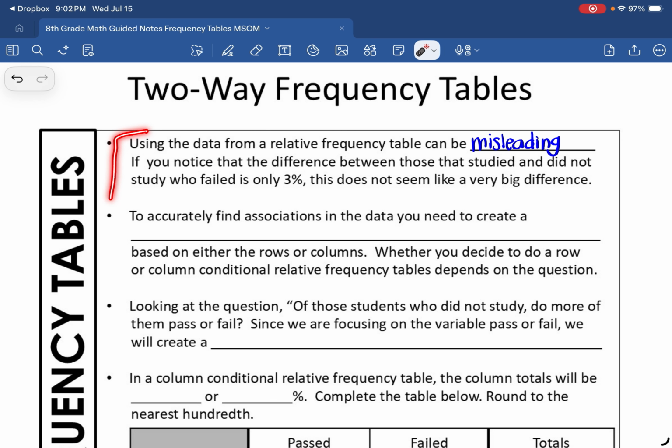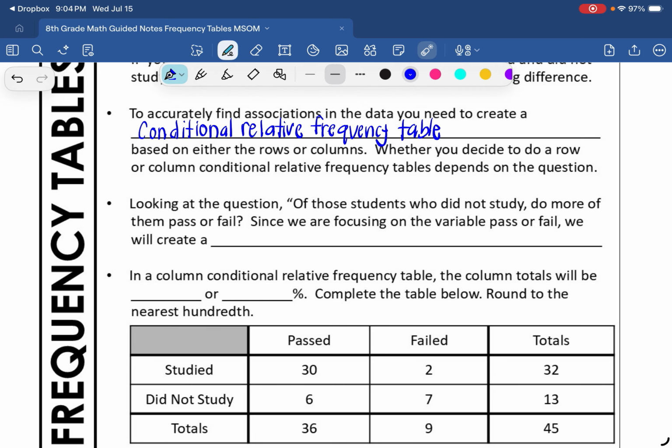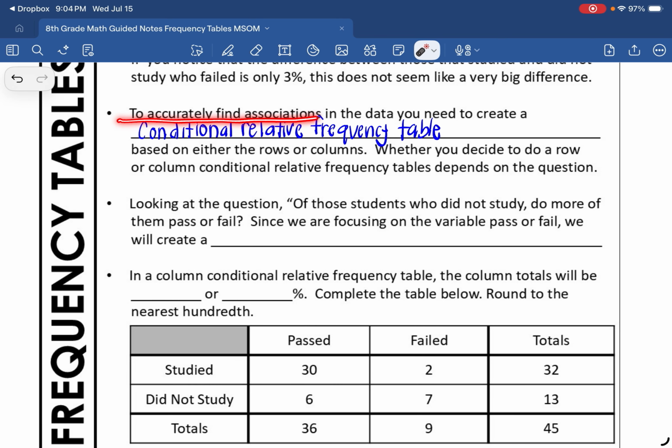Using the data from a relative frequency table can be misleading. If you notice that the difference between those that studied and did not study who failed is only 3%, this does not seem like a very big difference. To accurately find associations in the data, you need to create a conditional relative frequency table based on either the rows or columns. Whether you decide to do a row or column conditional relative frequency table depends on the question.